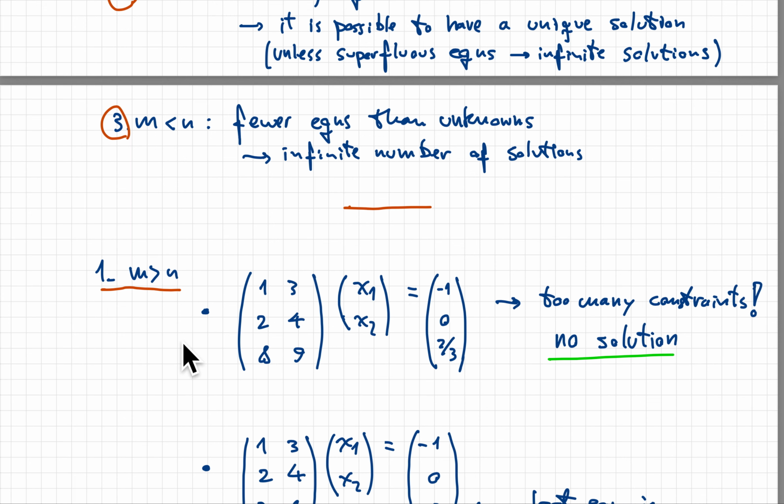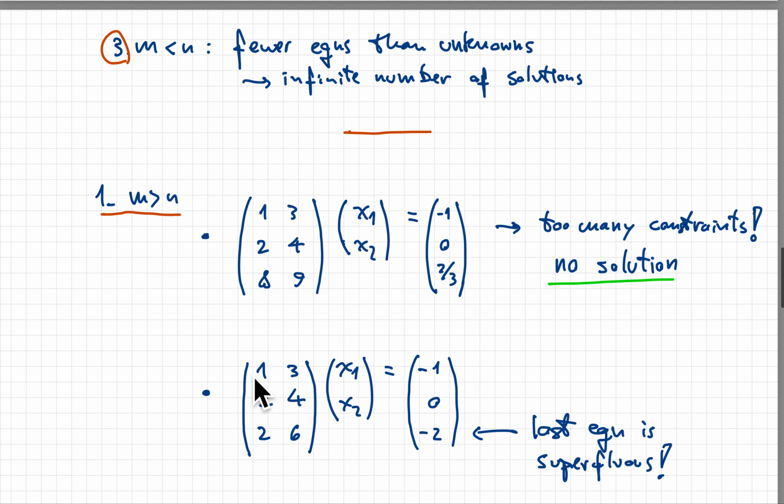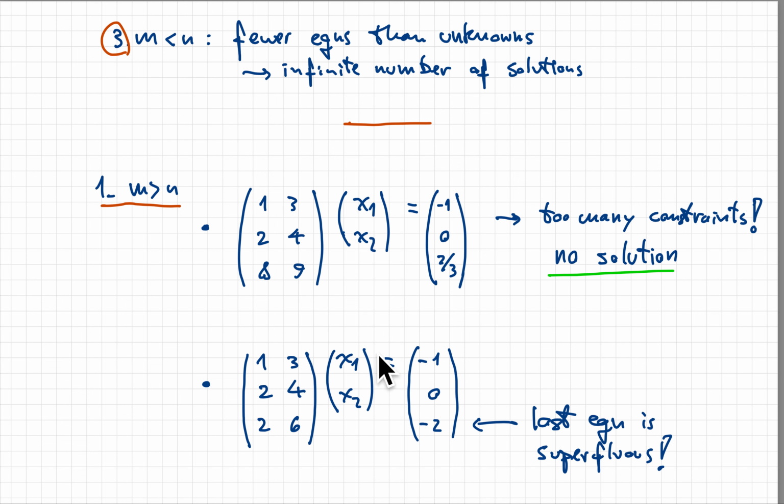Now, here's another example where the first two rows of the matrix are the same, and the first two rows of the right-hand side are the same, but the last equation I have changed, and I inserted here 2, 6, and -2. And if you look carefully, you'll see that that is simply a multiple of the top equation. It's a multiple of 1, 3, -1. So it's 2, 6, -2. And so that really is just the first equation multiplied by 2. It doesn't add any new information.